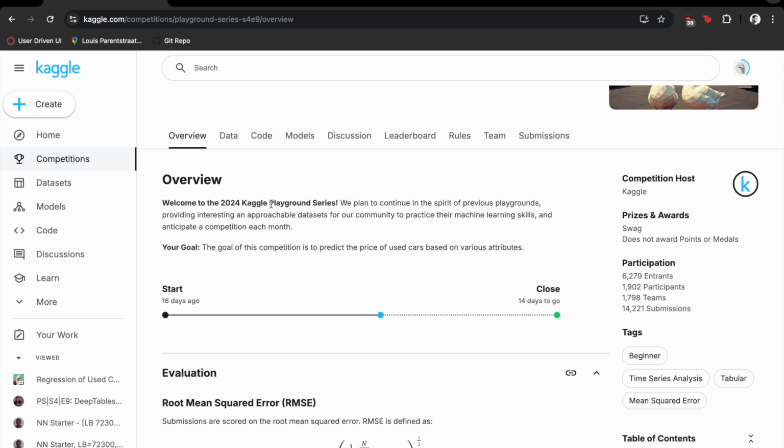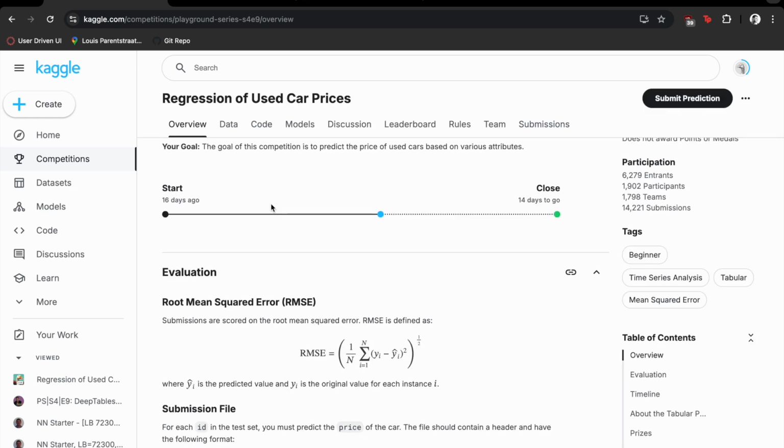Our task is to build a model that can predict the price of a used car based on various features. This is an interesting problem as it has applications in the automotive industry, finance, and even individual car buyers and sellers. As you can see, all of our submissions are evaluated on the root mean squared error metric. This is a common metric for regression problems, and we want to minimize this value to get the best possible model. Remember, lower the RMSE, better the model.